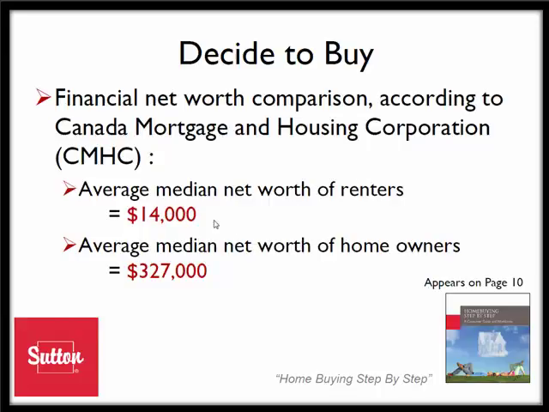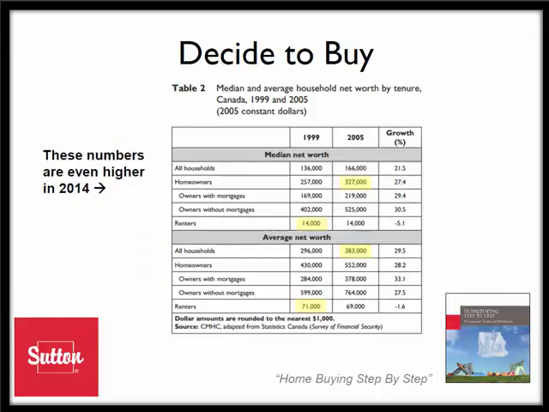So they've done an analysis a number of years ago. The average and median net worth of renters, someone renting, is $14,000. The average median net worth of homeowners is $327,000. So as you can see the difference, you want to get started to increase your net worth through stopping renting and getting out there and getting on the property ladder and start buying something to live in.